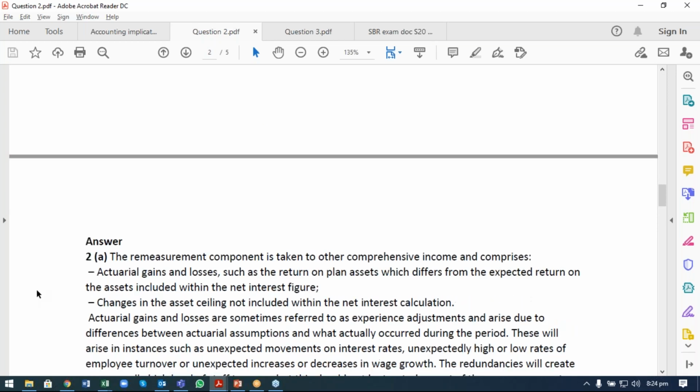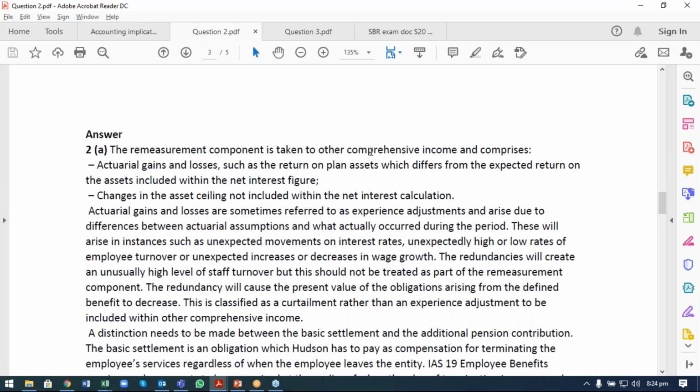So this remeasurement component is taken to other comprehensive income, and this comprises actuarial gains or losses, such as the return on plan assets which differs from the expected return on the assets included within the net interest figure. Changes in the asset ceiling. Asset ceiling is a different concept. If you want, I'm going to explain it later on, but right now I'm not going to explain this one because we are short of time. Almost half of the time has been spent and we need to complete this question.